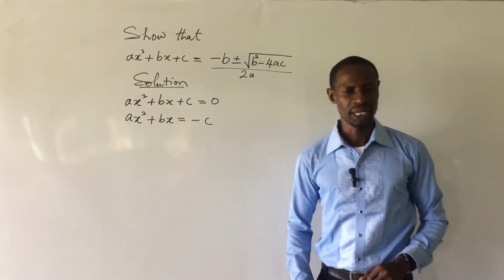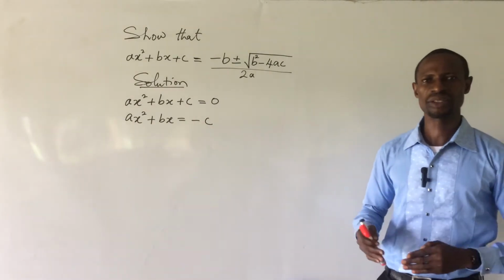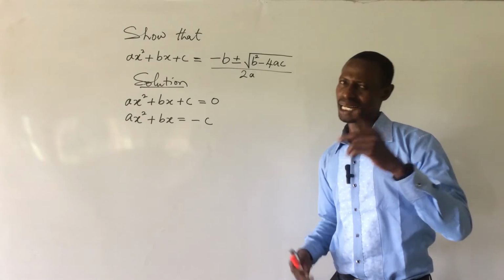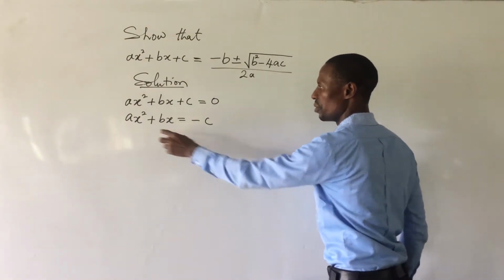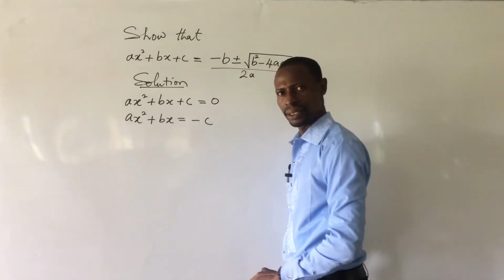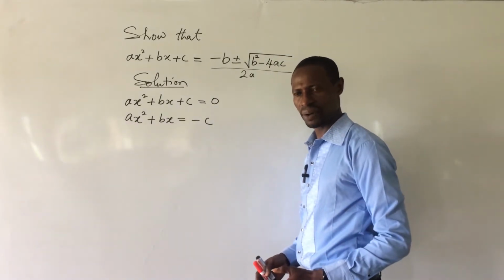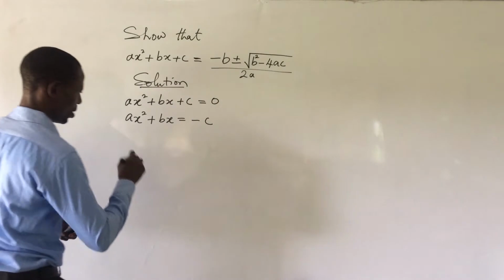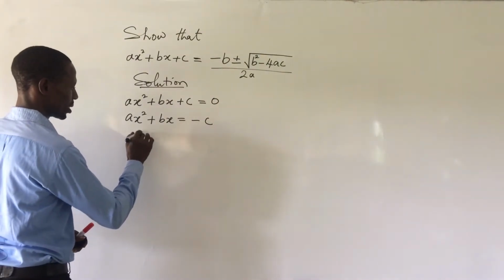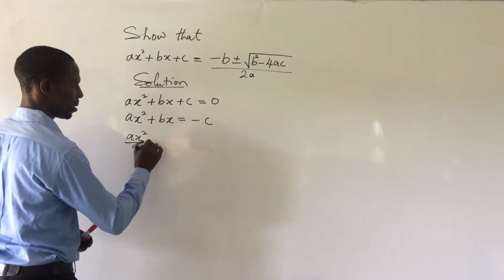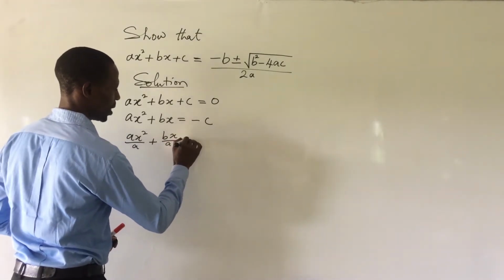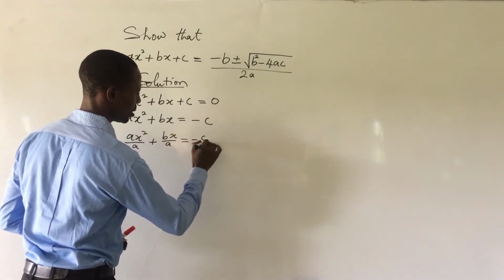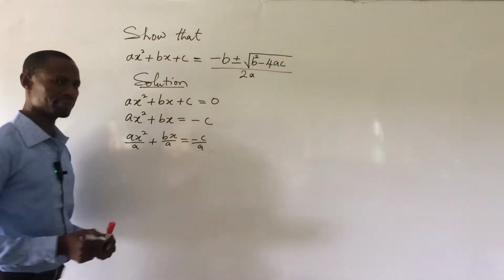Now, from here, we make the coefficient of x squared to be unity. What does that mean? We have to make the coefficient of x squared to be 1. And how do we achieve that? By dividing all through by a, which is the coefficient of x squared now. So if we do that, we're going to have ax squared all over a plus bx all over a equal to minus c all over a.